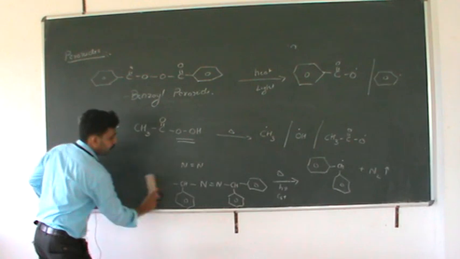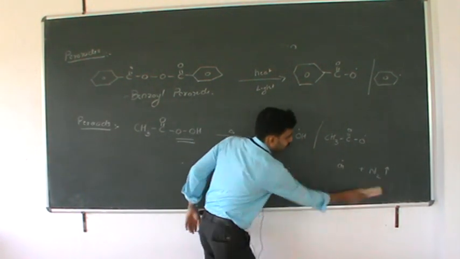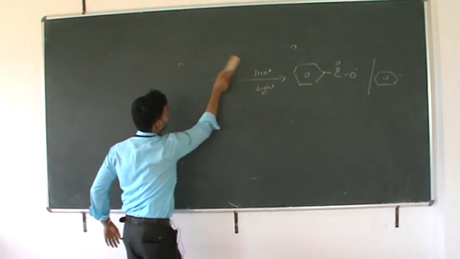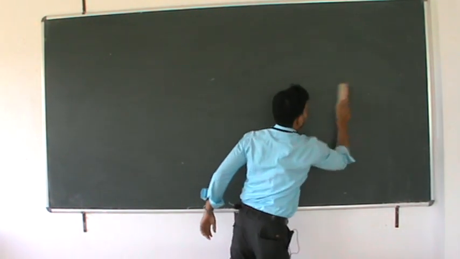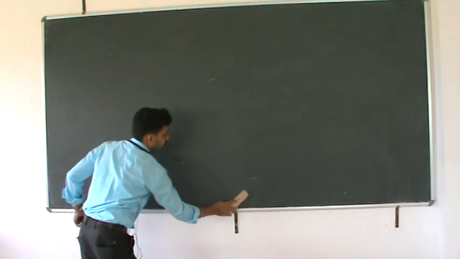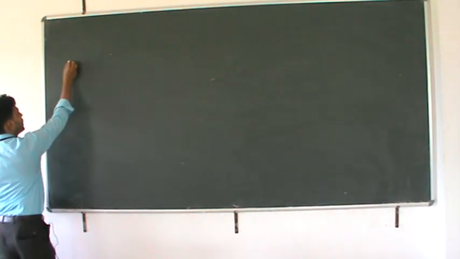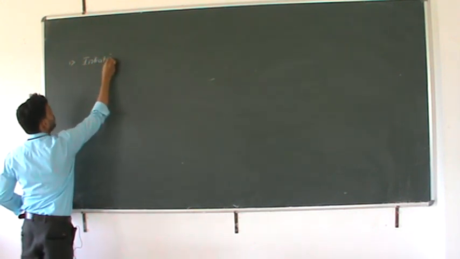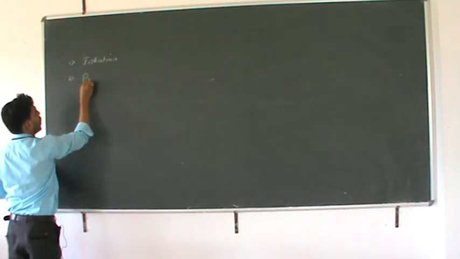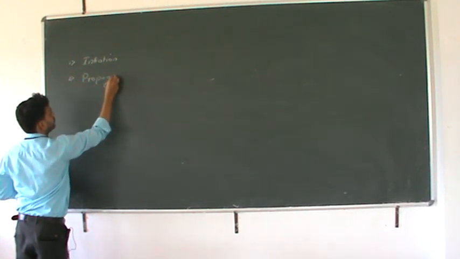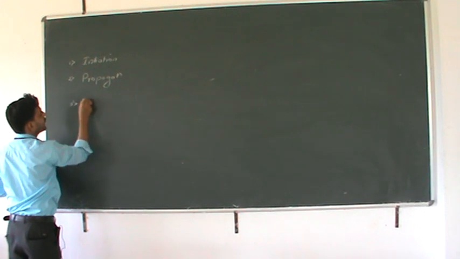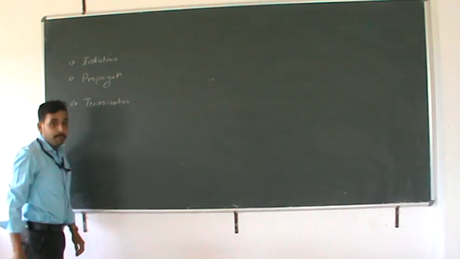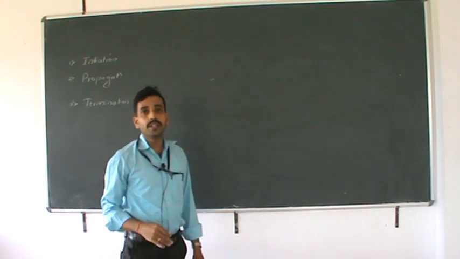So another mechanism of polymerization: mainly there are three steps. One is initiation, the next one is propagation, and the third one is termination. These three are the main important steps involved in polymerization.